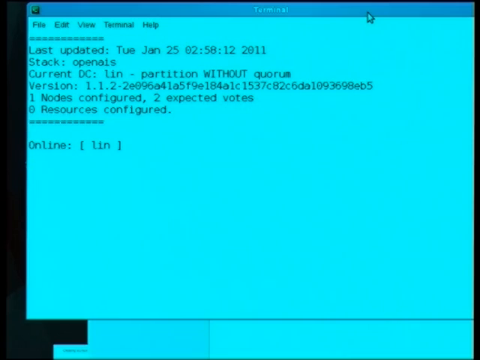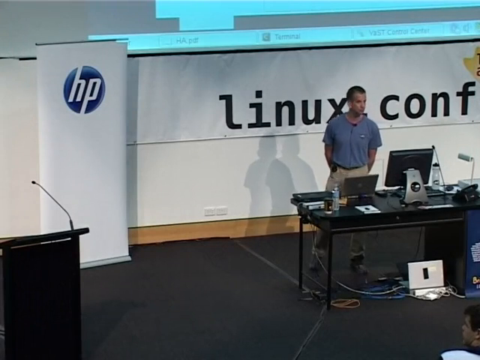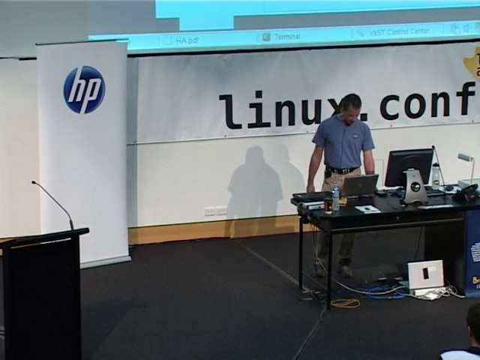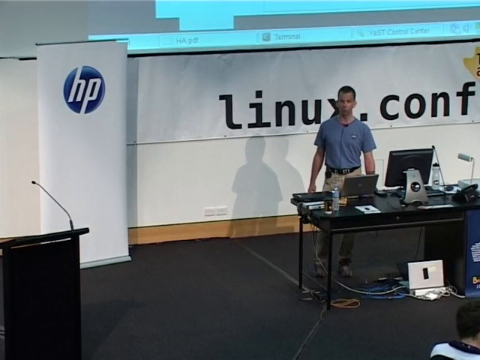And crm_mon shows me that I have a cluster which is up and running. Current DC, the DC, it's not the domain controller, it's the designated coordinator. It's the master node in the cluster, the node that synchronizes the CIB.xml. CIB.xml is the core configuration of the cluster that needs to be synchronized between all of the nodes in the cluster. Now what we can see here is that we have a partition without quorum.